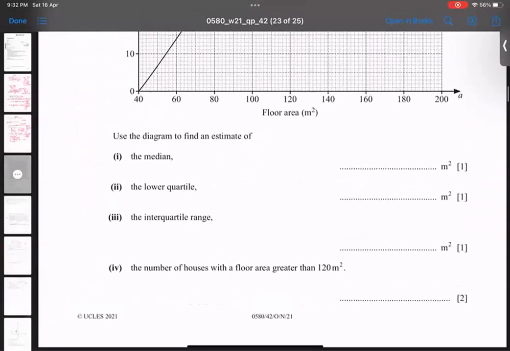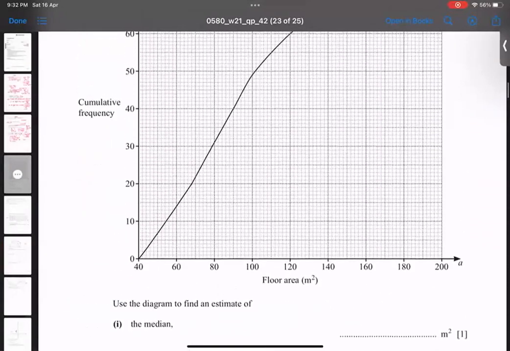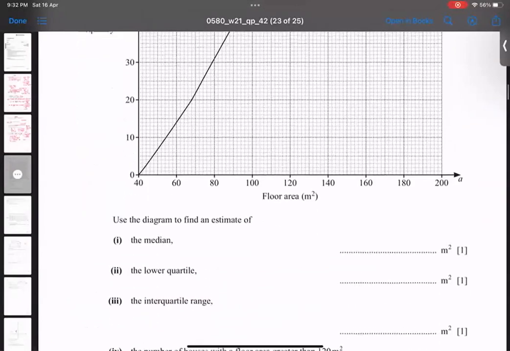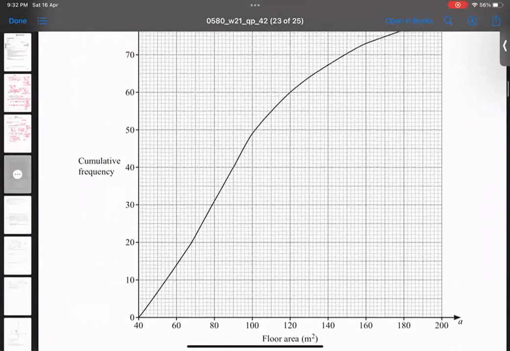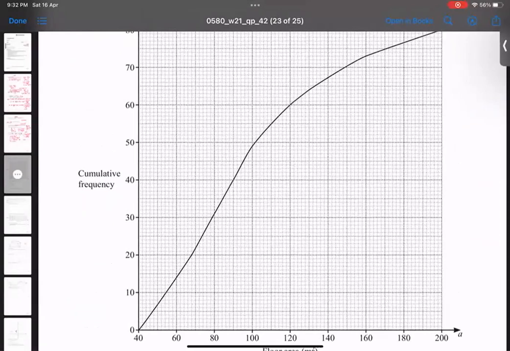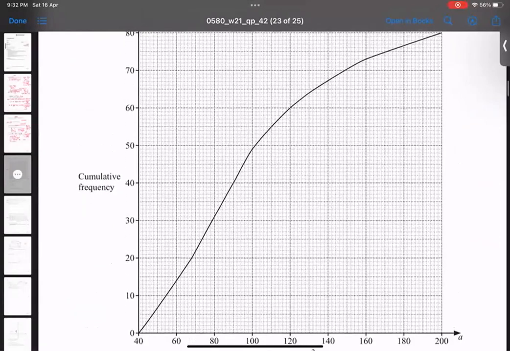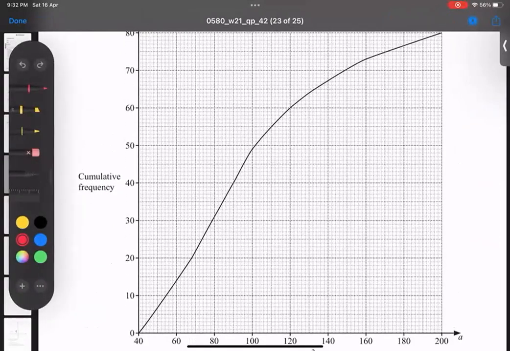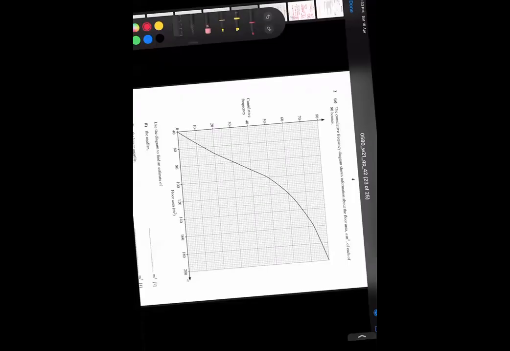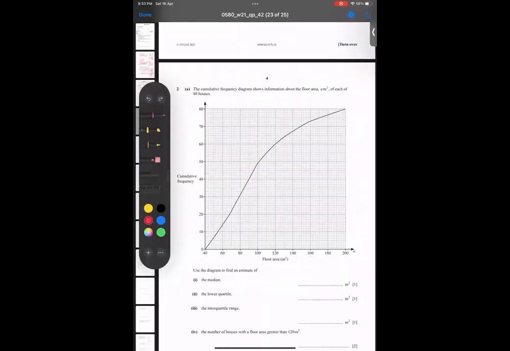He is asking to estimate the median. How do we get the median? Have a look now: median, lower quartile, and interquartile range. First of all, the median. What is the method of finding the median? We have a median formula. Okay, let me flip it. Wait a minute, please. I think we can do it easily this way.